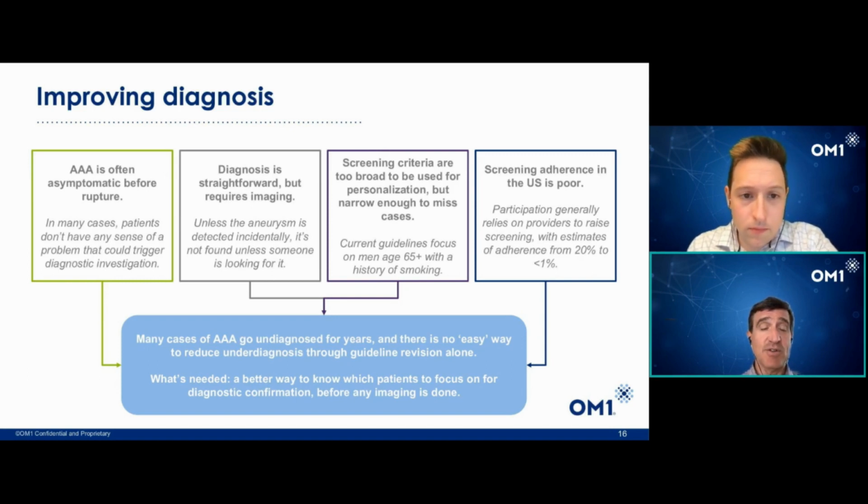The diagnosis is really straightforward. The ultrasounds are available almost everywhere in the healthcare system in the US, but it does require imaging. So our physical exam is not sufficient to be able to identify these. And as we've mentioned, the screening criteria are just a little too broad to say all men who've maybe smoked at some time. In order to maximize our resources, we really would like to identify those people that are at high risk. And even if they meet the guidelines, to make sure that we focus our energies to make sure those people get screened.